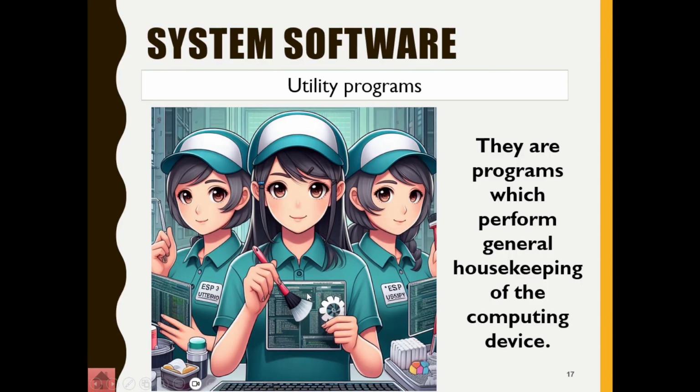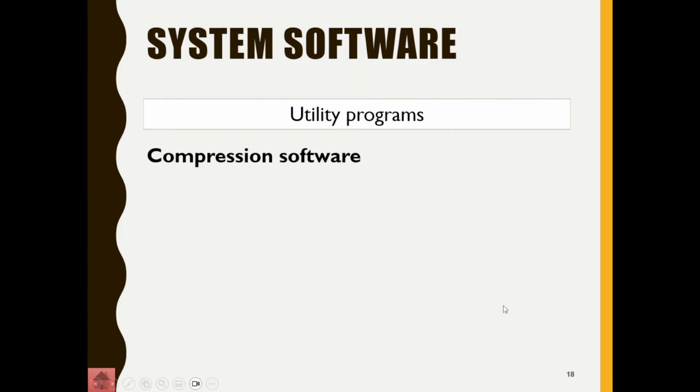Then going on to system software. Remember, system software refers to programs that manage the entire computer system. Of that, we get our utility programs. Our utility programs are what? Programs which perform general housekeeping on the computing device. Here you can see our folks sorting out the PC, checking everything, making sure everything is in order. This definition you must know, and you must know a few examples.